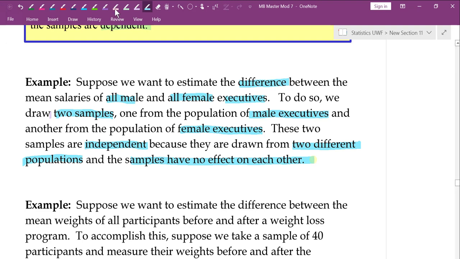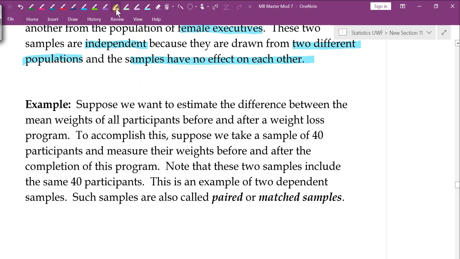Let's consider one that would be dependent. Suppose we want to estimate the differences between the mean weights of all participants before and after a weight loss program. To accomplish this, suppose we take a sample of 40 people and measure their weights before and then again after the completion of the program. Note that these two samples include the same exact participants. This is an example of two dependent samples. Such samples are called paired or matched samples.